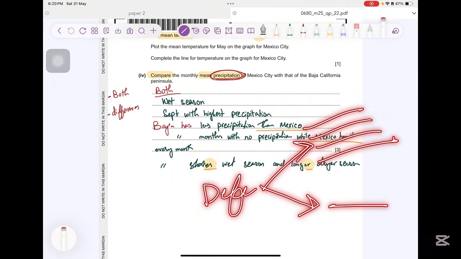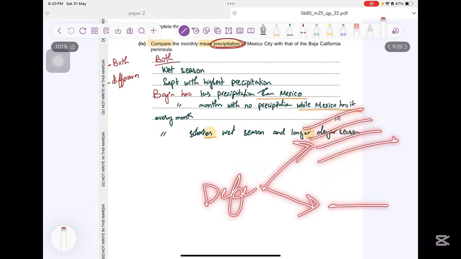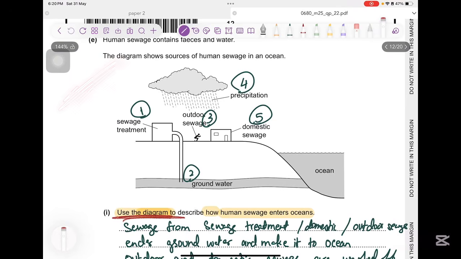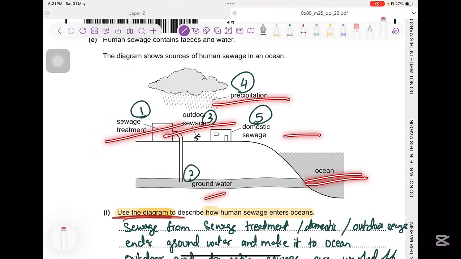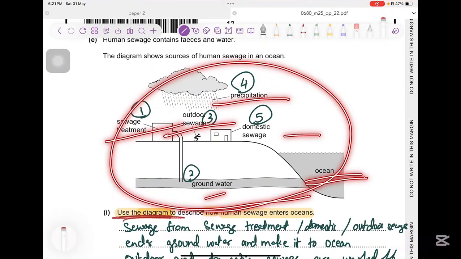If you find questions where you can talk about both advantages and disadvantages, do not hesitate for a second to write both sides. Questions like this one. If they gave you a diagram and asked you to use the diagram, please make sure that you write every single label in your answer. They gave you treatment sewage, outdoor sewage, precipitation, domestic, groundwater, ocean. You should write all of these annotations in your answer.